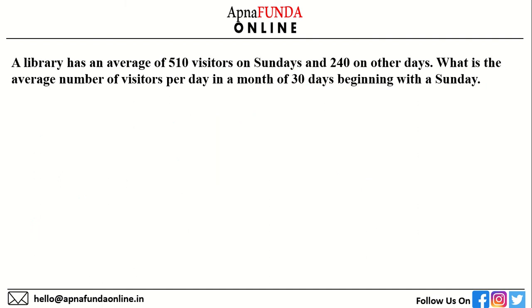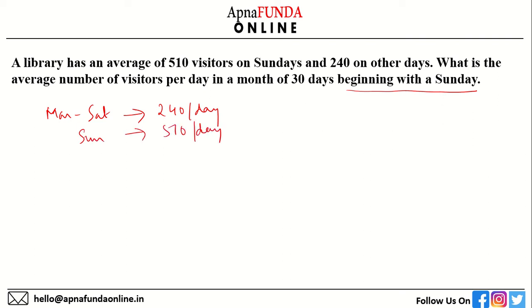Next question. A library has an average of 510 visitors on Sunday and 240 on other days. What is the average number of visitors per day in the month of 30 days beginning with the Sunday? The most important information in this question is that the month begins with a Sunday. Okay. So what do we know? On Monday to Saturday there are 240 visitors a day, correct? And on Sundays there are 510 visitors a day.